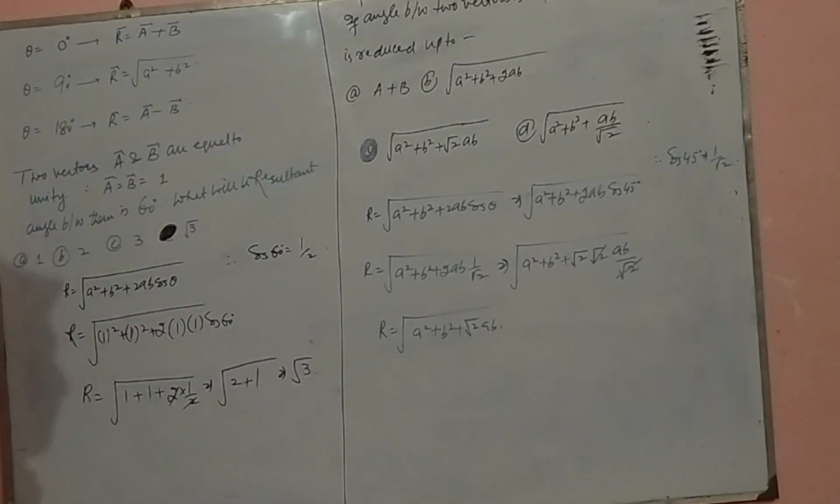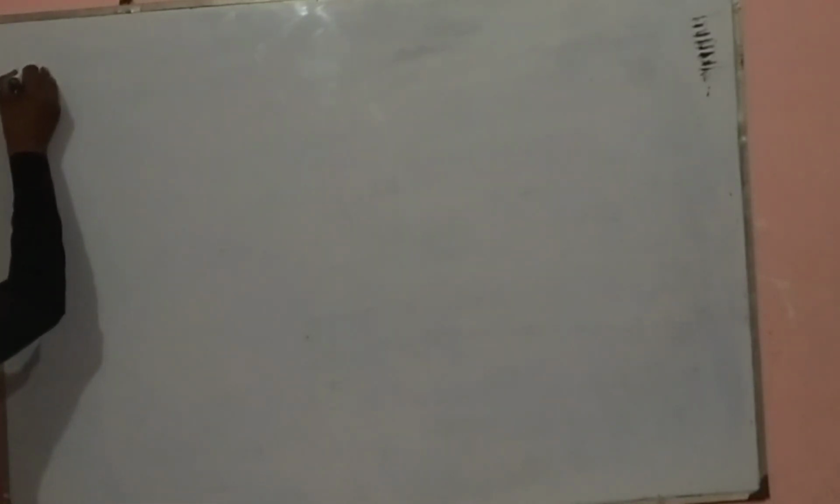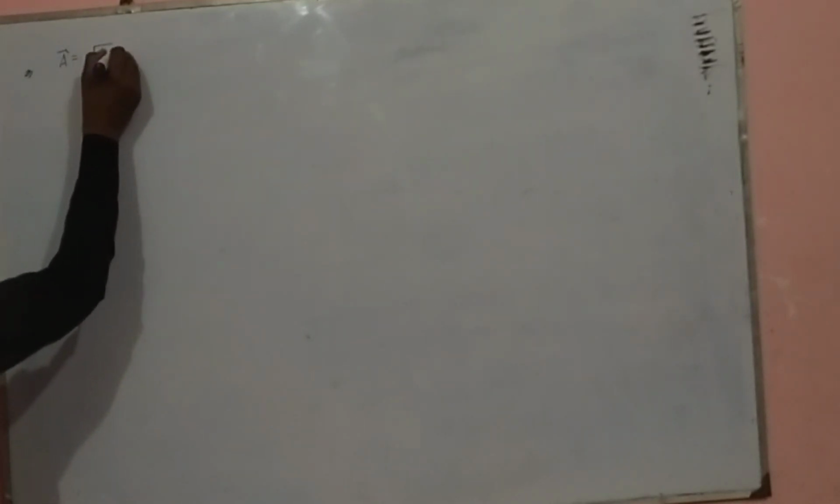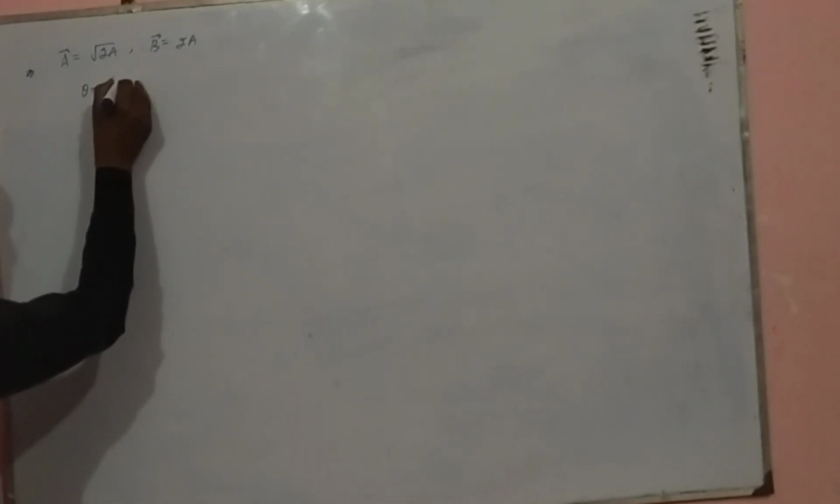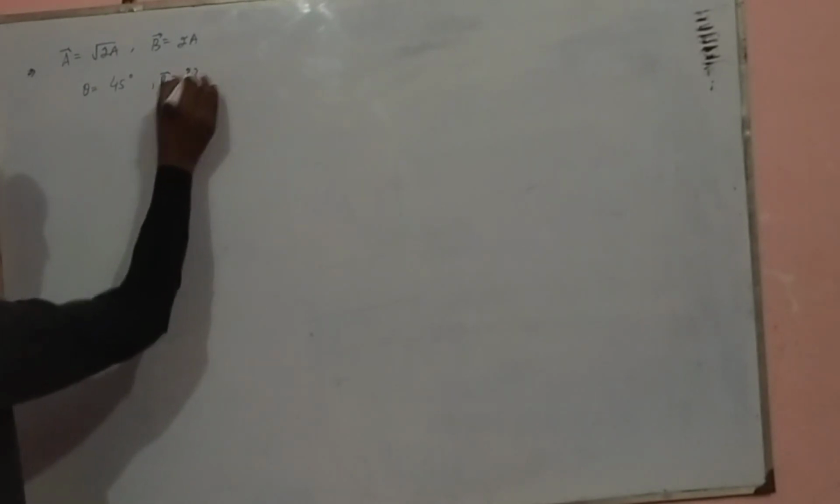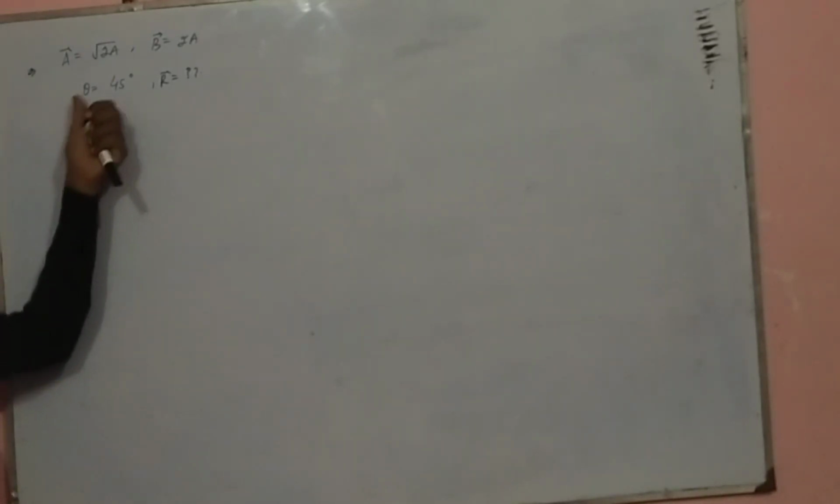After that, okay, let us see. If we are given vector A equal to under root 2 a and vector B equal to 2a, and the angle between these two is 45 degree, then what will be the resultant?